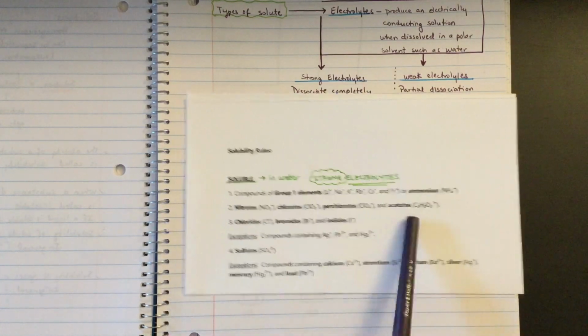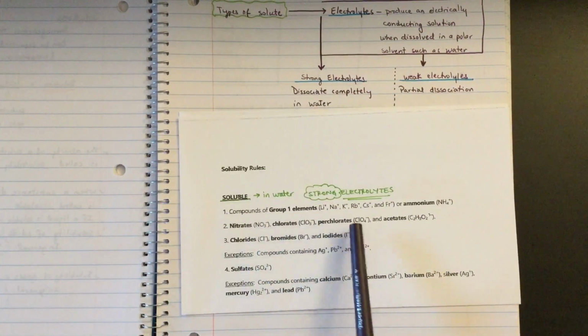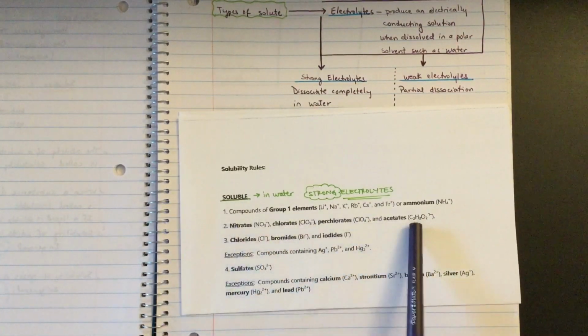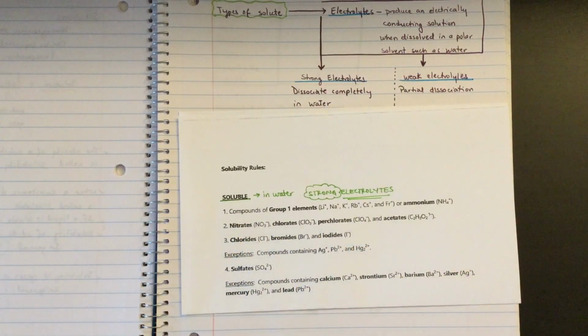Something similar is happening here with your rule number 2. Nitrates, chlorates, perchlorates, and acetates, all polyatomic ions with charge of -1. You can combine them with any positive ion, any metal from the periodic table with a positive charge, and they will always give you soluble compounds. All of your soluble compounds are strong electrolytes. When you put them in water, you will get complete dissociation, and that solution is capable of conducting electricity.